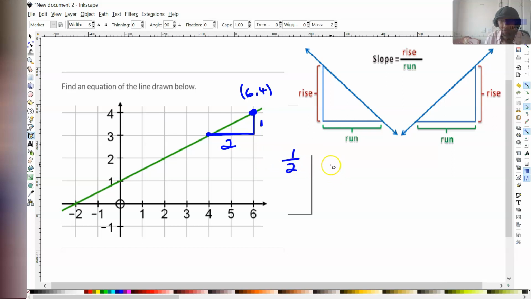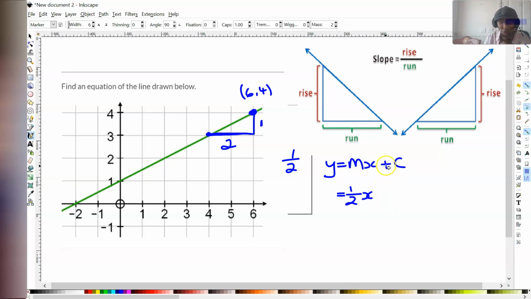Remember our formula for straight line graphs? Yes, y equals mx plus c. So let's do some substitution. m is a half, so that would be 1 over 2 x.